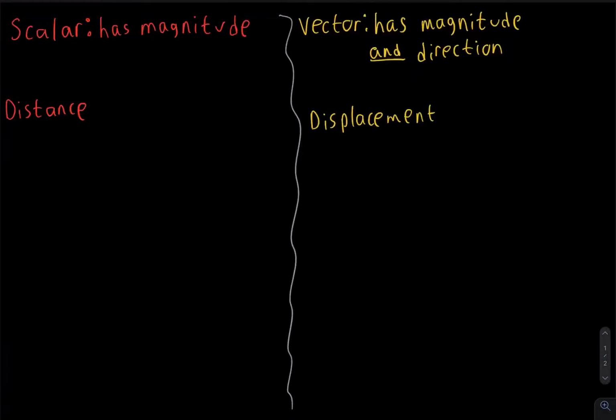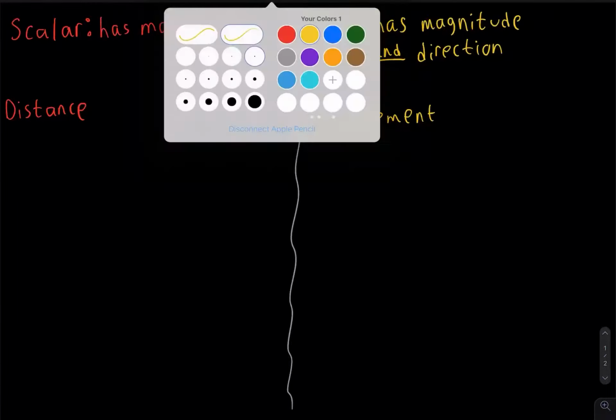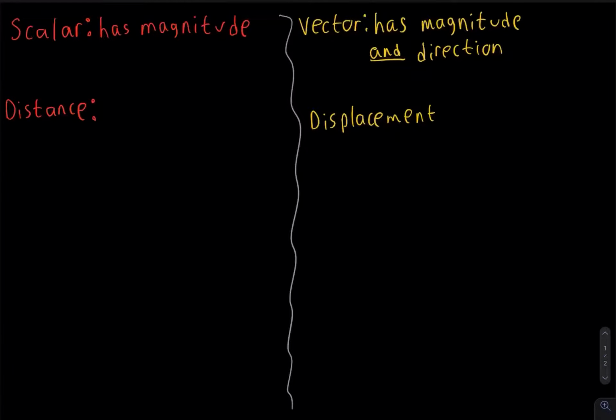Okay, so distance we're just going to define like this. If you're measuring, say something is moving and you measure its distance, it's a little bit self-explanatory. It's just going to be the total distance traveled.